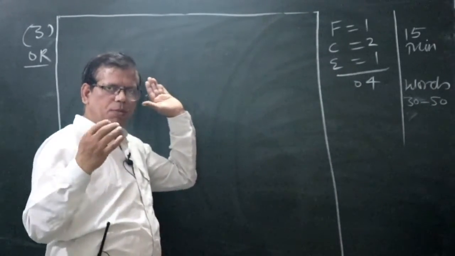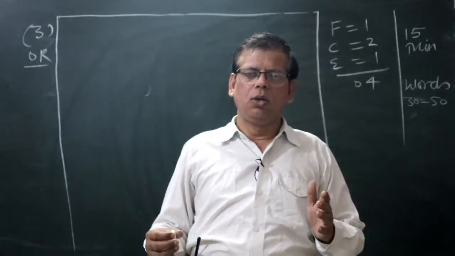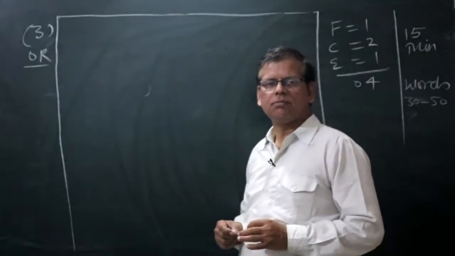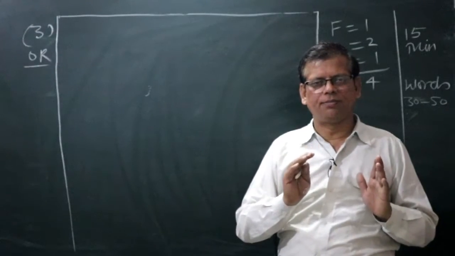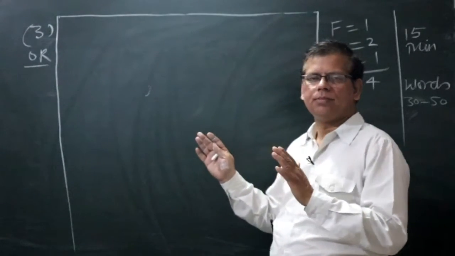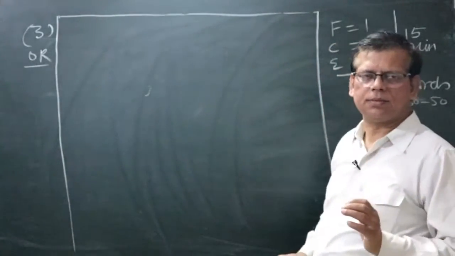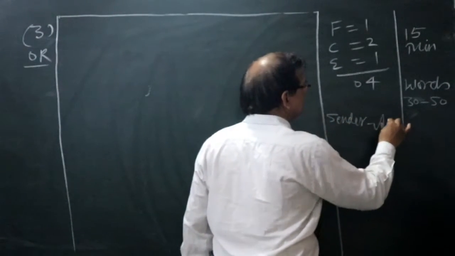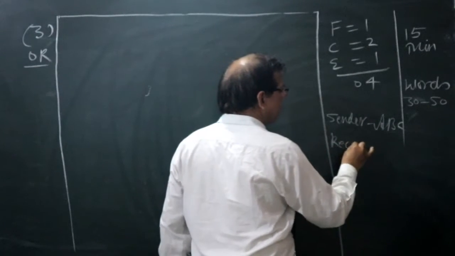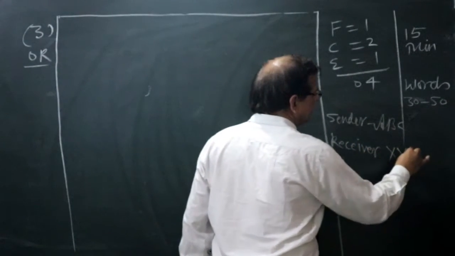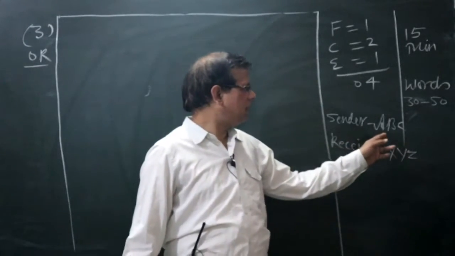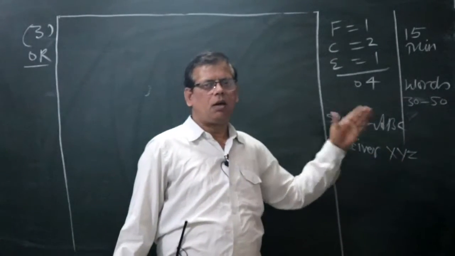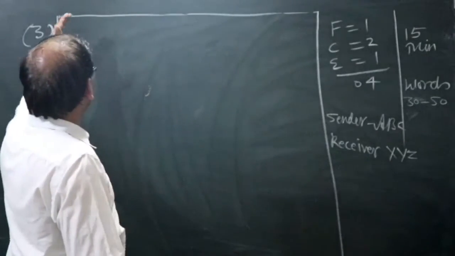Now, let us suppose your father wants you to write an invitation for the marriage of your brother. How will you write? So for a while we are making the rough task. Let us suppose sender ABC and receiver XYZ. ABC is writing the letter, sender, and receiver is XYZ. Now, how to write? We shall start writing from here.